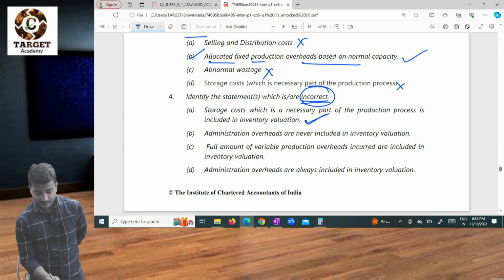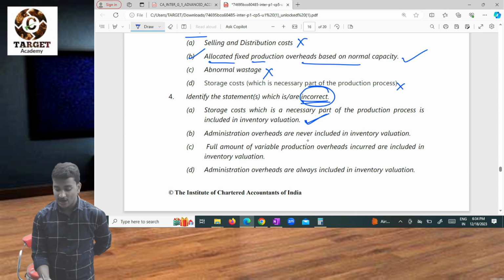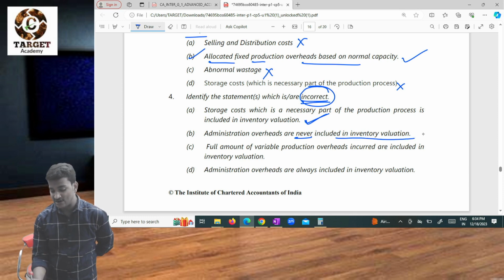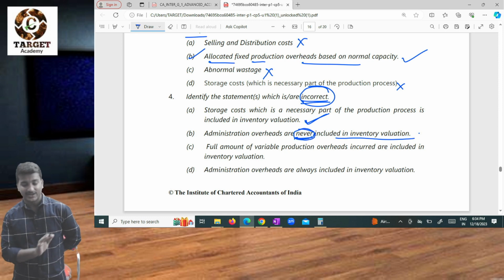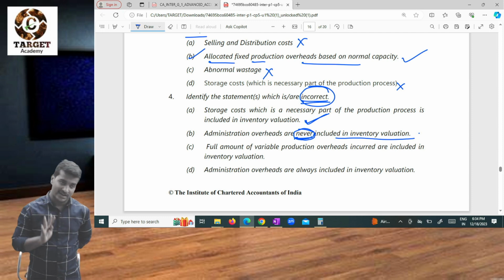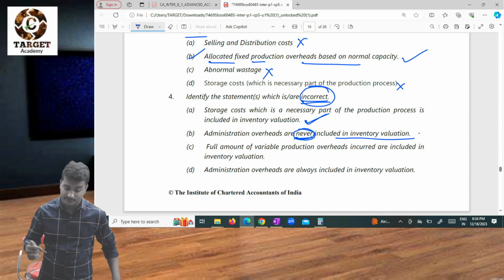Second one, admin overheads are never included in inventory valuation. So never, no, if it is important we can include. Let us see other options also.